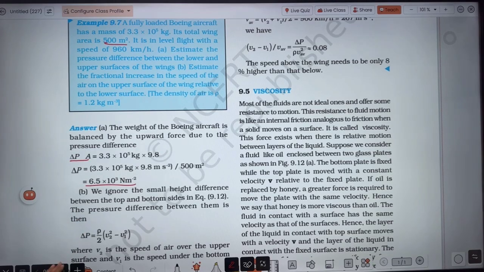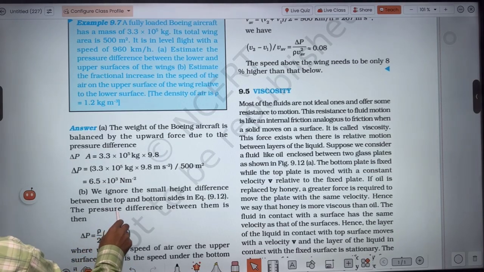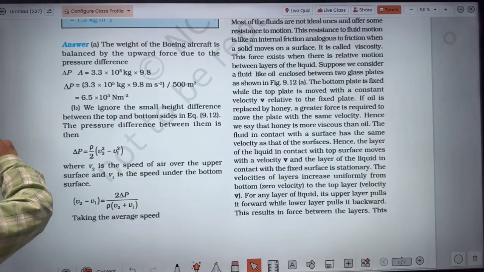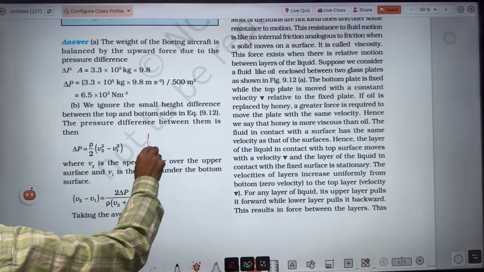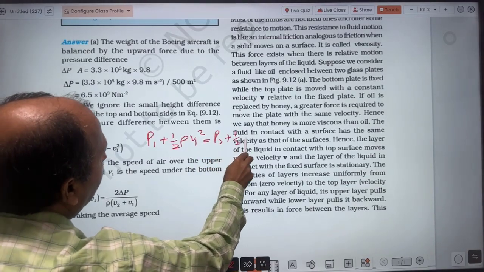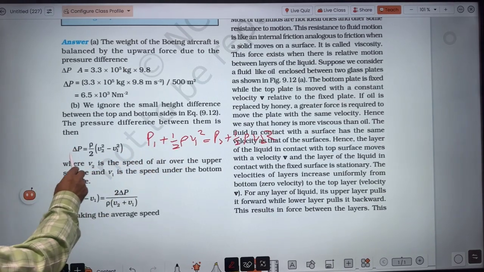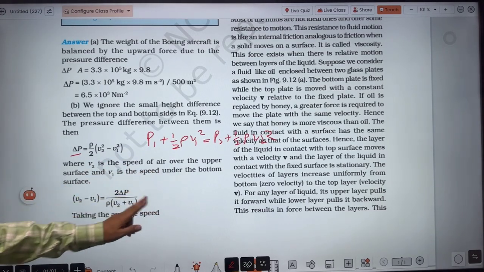Then in the second case, the force that will cause the pressure difference. Here we ignore the small height difference, as I told you, since there is level flight. So the pressure difference between them is given by ΔP equal to ρ/2 (V2² − V1²). I think you have understood. This is from the fact that P1 + ½ρV1² = P2 + ½ρV2². So from here we get P1 − P2, which we can write as ΔP, equal to ρ/2 (V2² − V1²), where V2 is the speed of the air over the upper surface and V1 is the speed under the bottom surface.